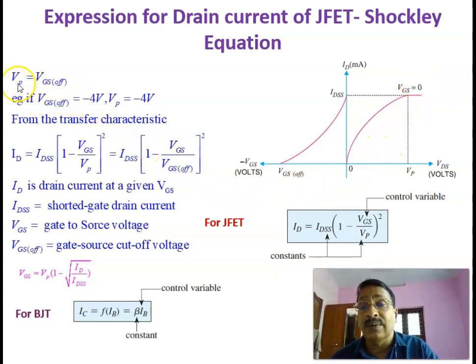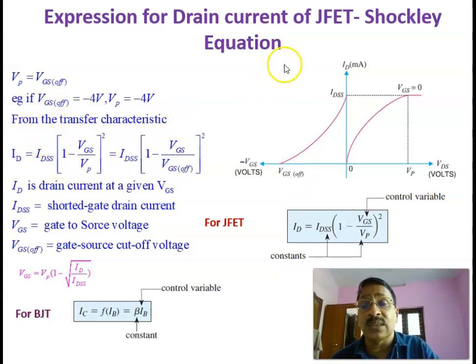Now, the pinch off voltage VP, I told you, is same as VGS off. This pinch off voltage magnitude is same as VGS off, of course, VGS off has a negative sign. For example, if it is 4 volt, VGS off will be equal to minus 4 volt. Therefore, pinch off voltage is normally a negative voltage. Pinch off voltage is same as VGS off. For example, if VGS off equals minus 4 volt, pinch off voltage is equal to minus 4 volt.